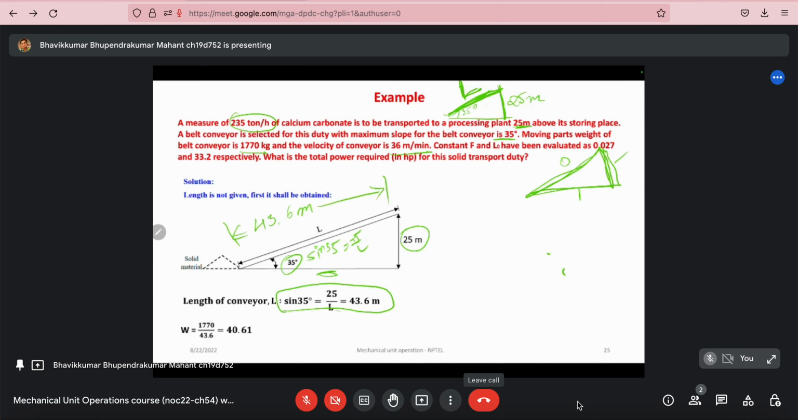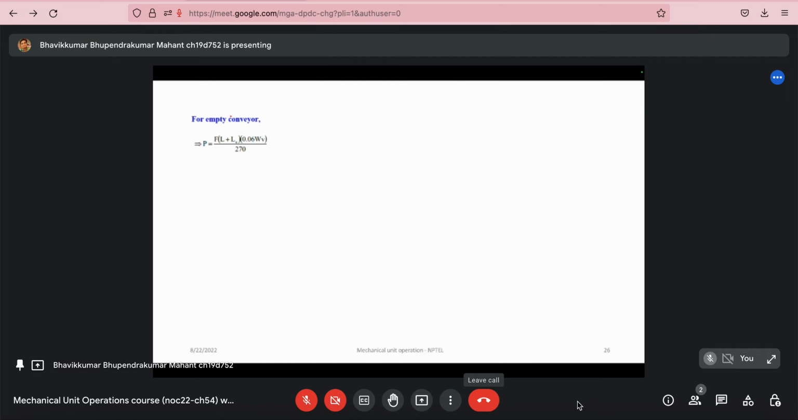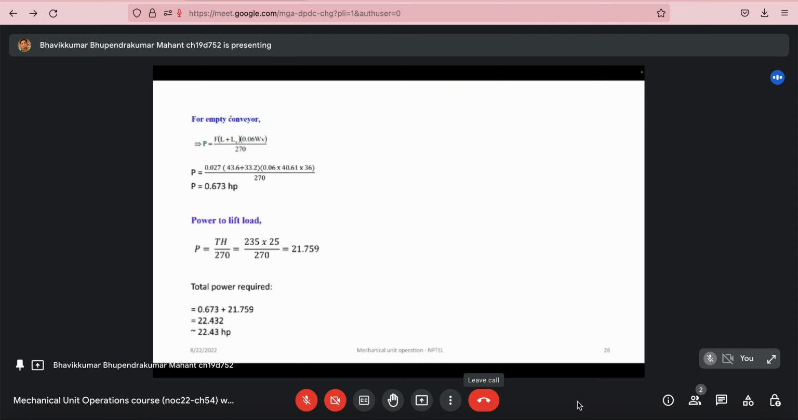And for weight, we need to consider the weight of the belt conveyor, 1770 kg, divided by the length 43.6, so that we get the weight per meter. Now for the empty conveyor we have the same equation: F equals L plus L naught, 0.06 WV by 270. We just have to put the values. L naught, F, total length, weight per meter, and speed in meters per second are all known. We got the P value 0.673 HP.